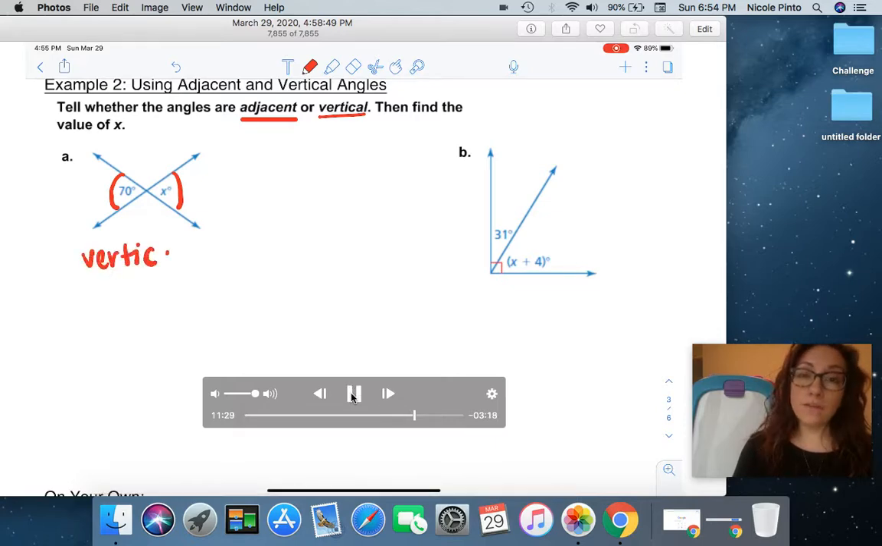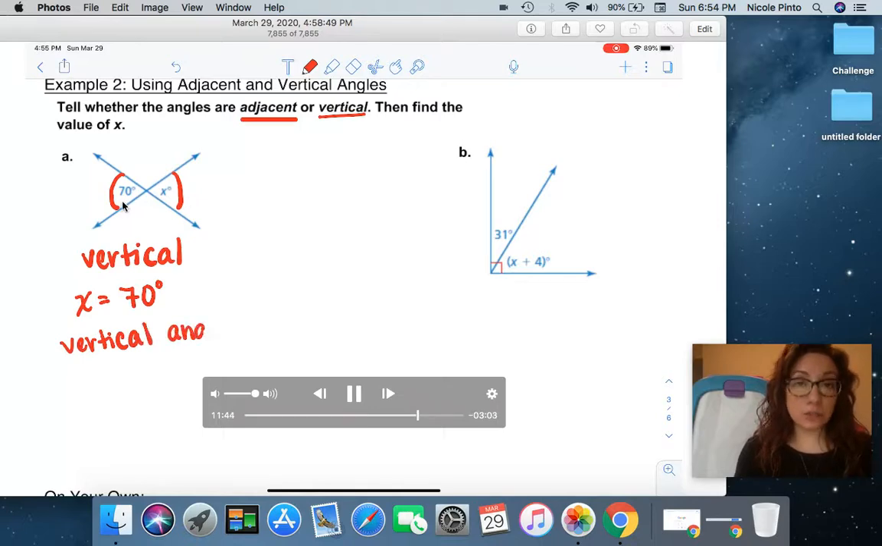If you were thinking vertical, you're correct. Okay? Now, vertical angles are congruent. They have the same value. So x then has to also be 70 degrees.